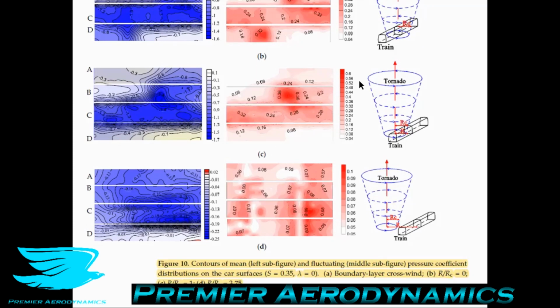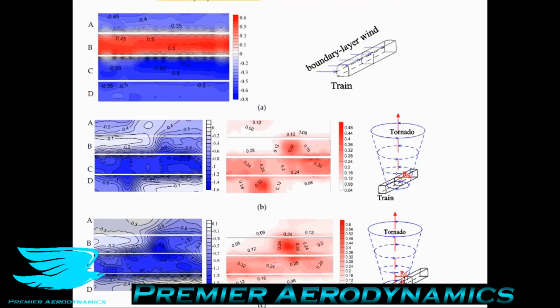So they have just a typical boundary layer crosswind, as we mentioned earlier, where you just have a uniform flow velocity in one direction. Then they have the tornado with the train at the tornado center. Then at the edge of the tornado, so a radius of 1 from the tornado center. And then the train very far away, 3.75 radii away from the tornado center. So let's talk about what they're saying here.